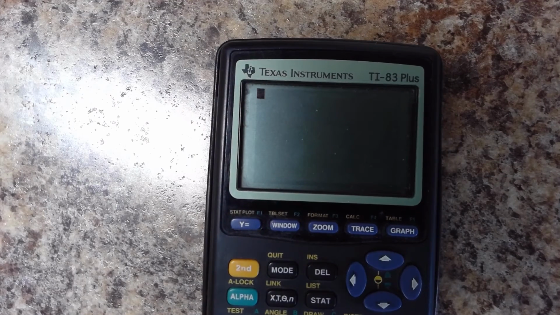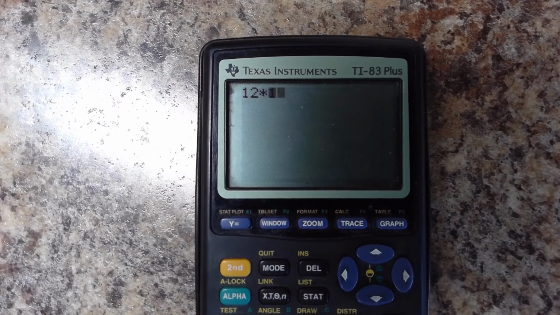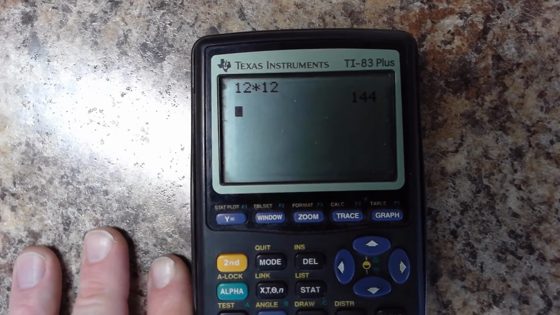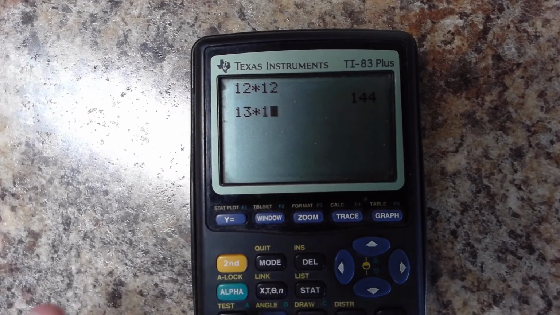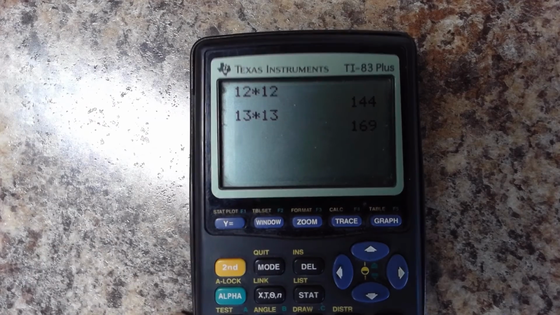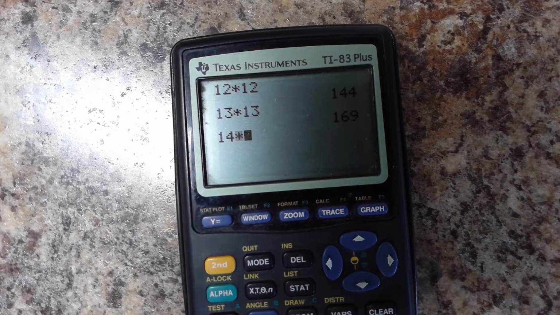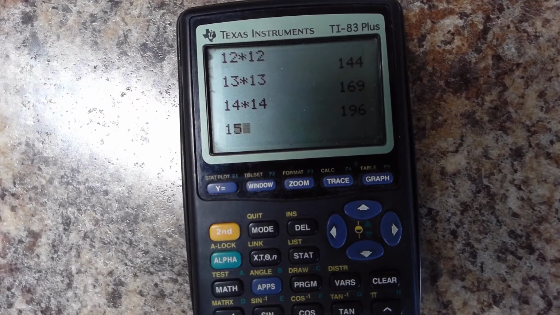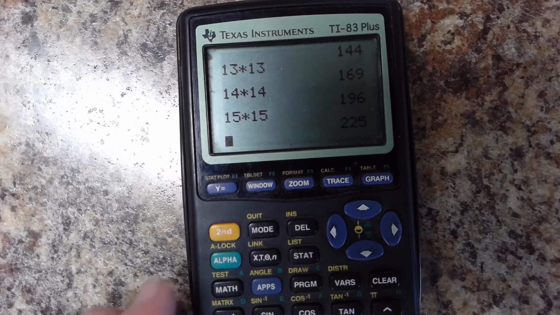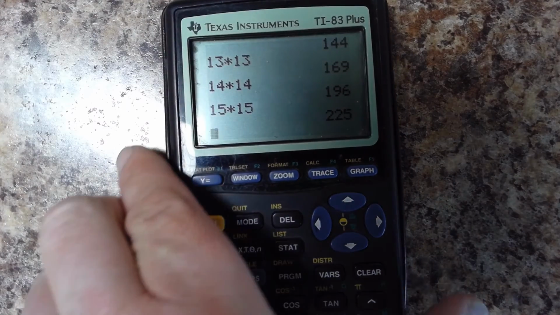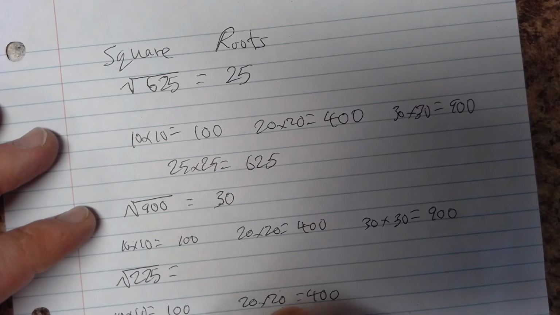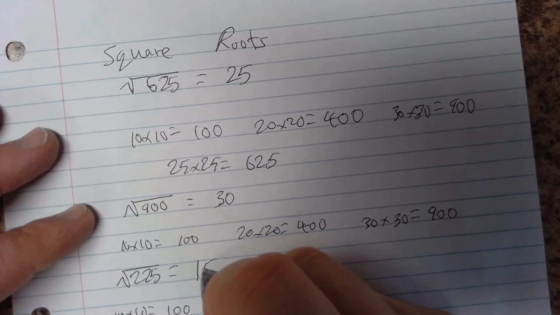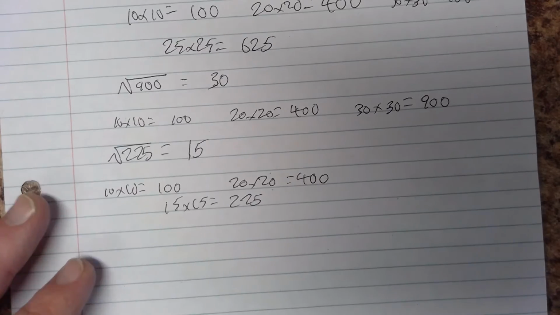I'm going to start with 12. 12 times 12, that's 144. No, it's not that one. 13 times 13, 169. I must be getting close. 14 times 14, 196. And 15 times 15, it has to be this one. 15 times 15 is indeed 225. Therefore, the square root of 225 is 15.